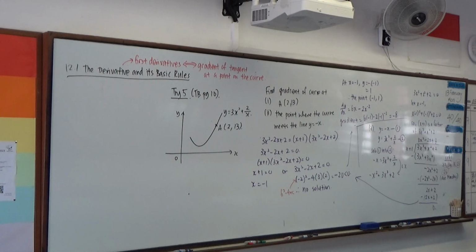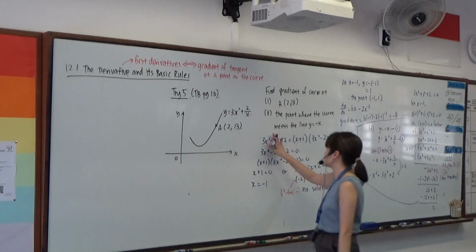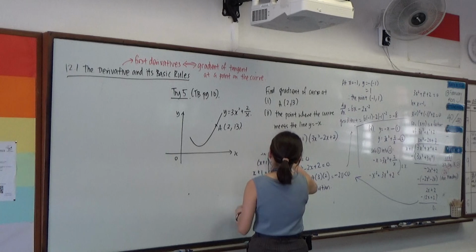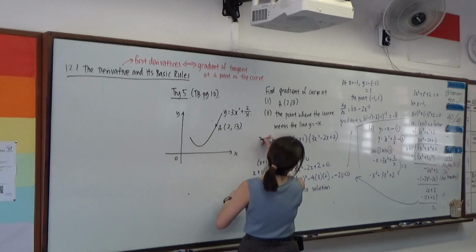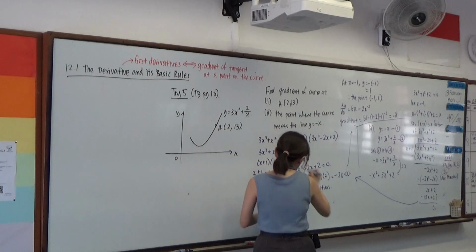Yes, Hannah? Oh, yes. Sorry, I wrote a mistake. Yeah, too many 3's. 3x cubed. Sorry, this one is 3x cubed plus x squared plus 2. Thank you for pointing it out.